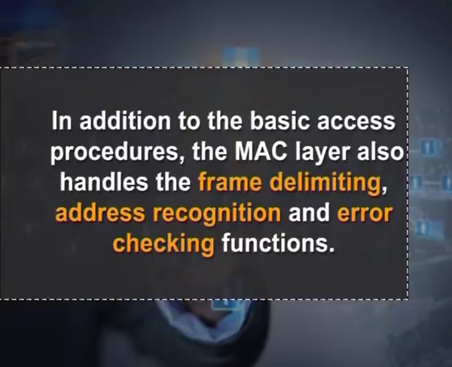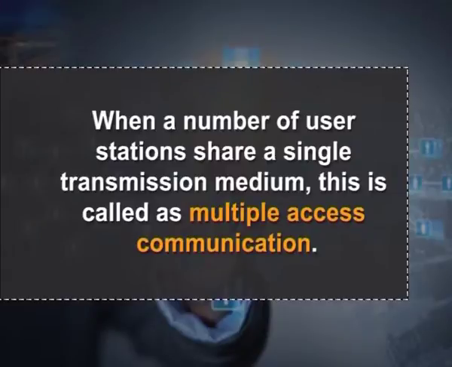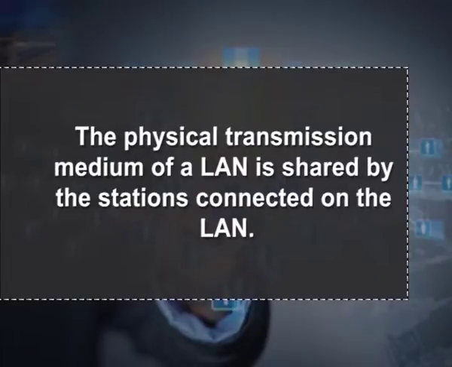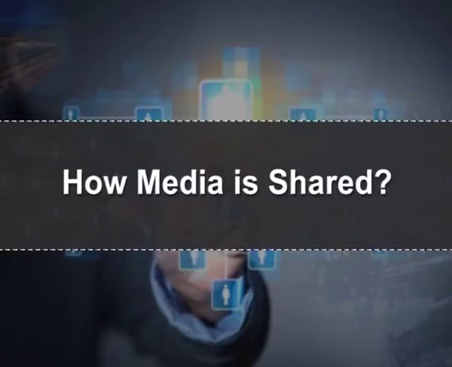When a number of user stations share a single transmission medium, this is called multiple access communication. The transmission medium is broadcast in nature, so all other attached stations to the medium can receive the transmission from any given station. The physical transmission medium of a LAN is shared by the stations connected on the LAN. Let us see how media is shared.